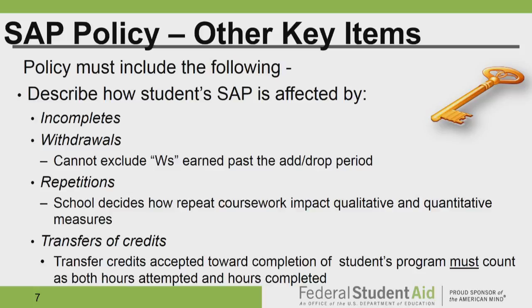And then for transfers of credits, we want to make sure that you understand that anything that you're accepting toward completion of the student's program needs to be included as both hours attempted and hours completed. Now, it's your option as to whether you're going to include anything in your SAP policy that is not being accepted toward a program. Some people prefer to do it that way, and some people prefer to leave it out. If you are a school that gets many, many transfer credits, you'll want to look at a few examples of how that might impact your students and make your selection, and make sure you include that in your SAP policy.